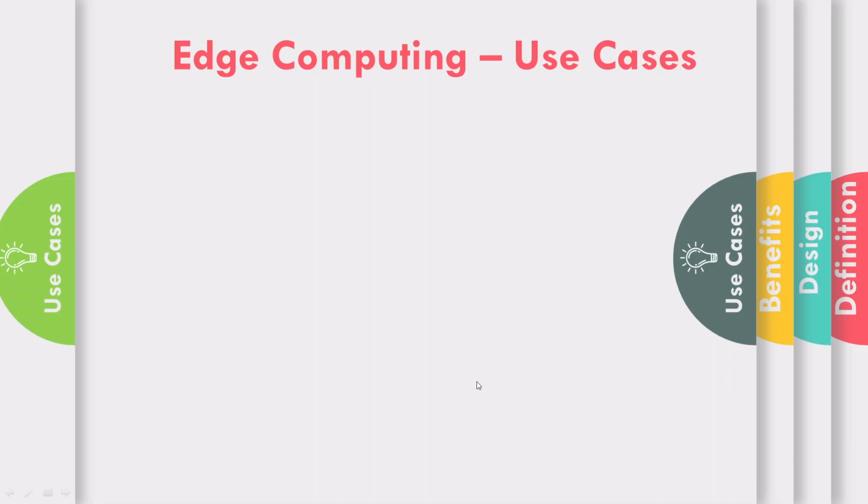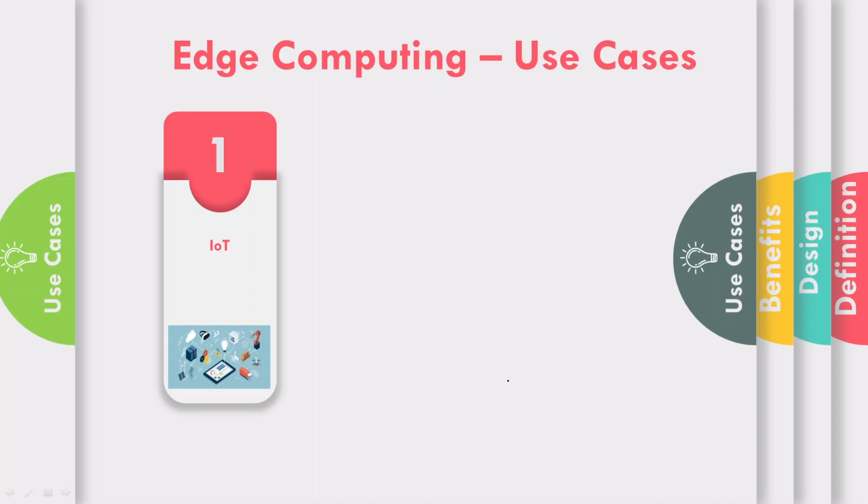Now we will discuss some of the use cases of edge computing. One use case of edge computing is the Internet of Things. Internet of Things means that with the emergence of many more devices and many more sensors, we are generating and producing a huge amount of data. With the help of edge computing, we can cope with all this data, all the bandwidth and all the latency demands of the Internet of Things.